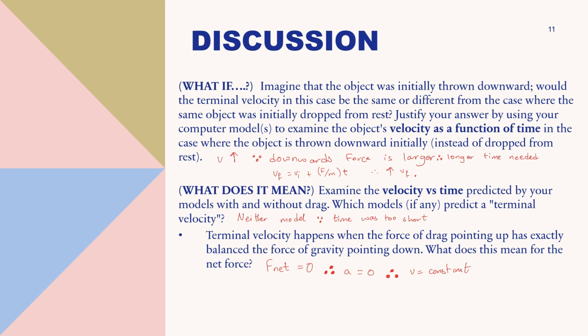Terminal velocity happens when the force of drag pointing up has exactly balanced the force of gravity pointing down. What does this mean for the net force? This means that the net force is zero, so the acceleration is zero because of Newton's second law, which means that the velocity is constant.